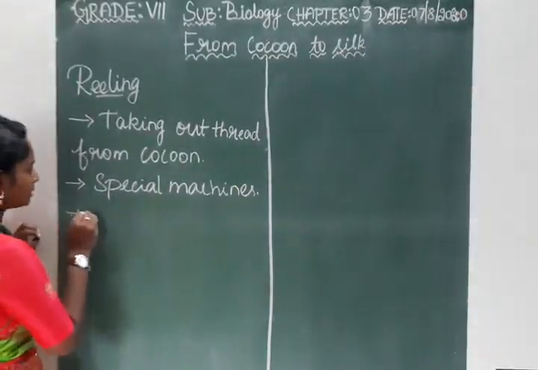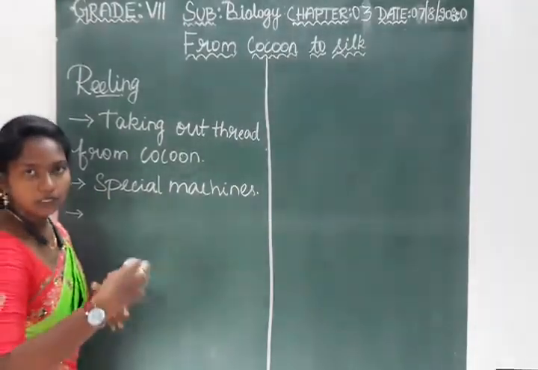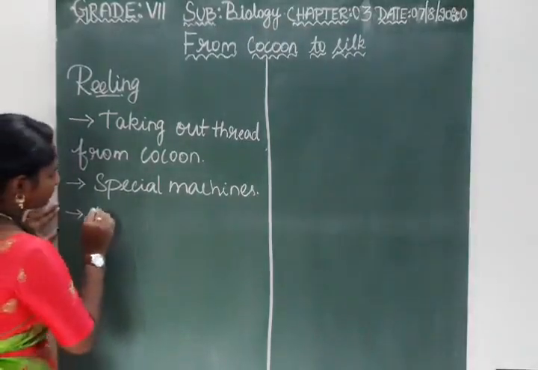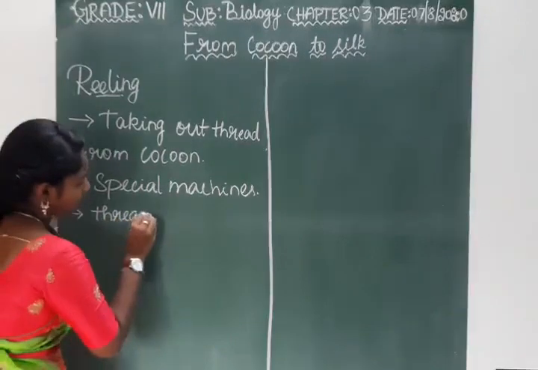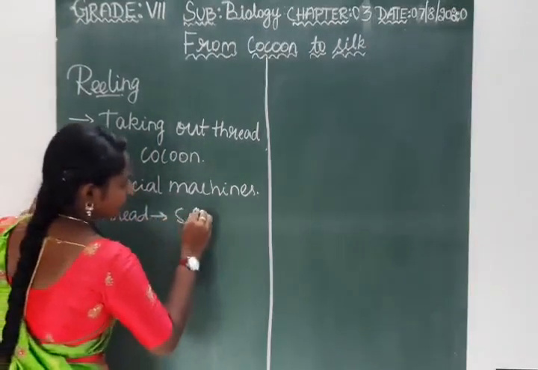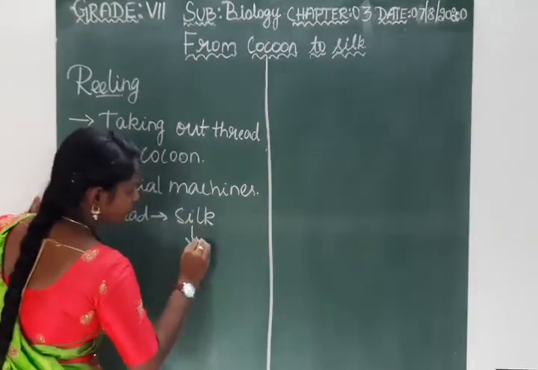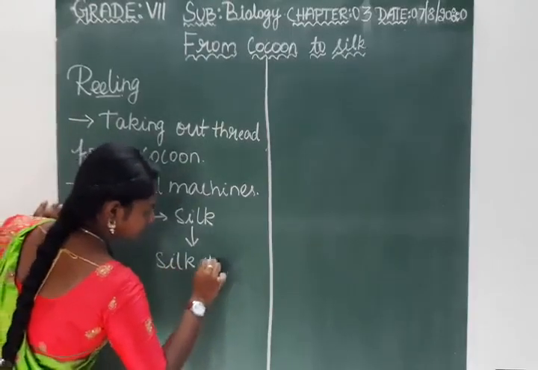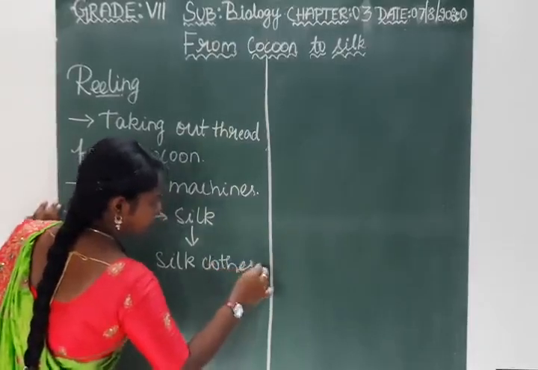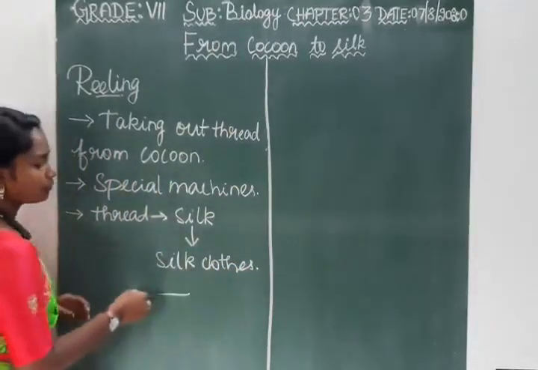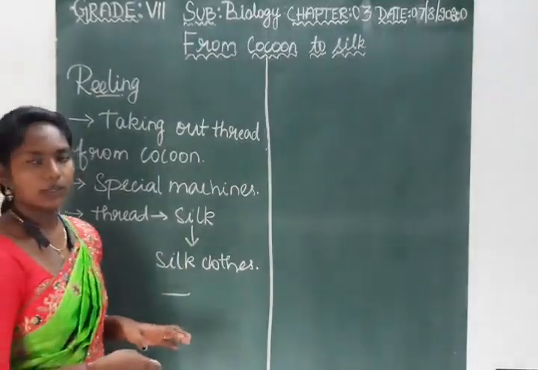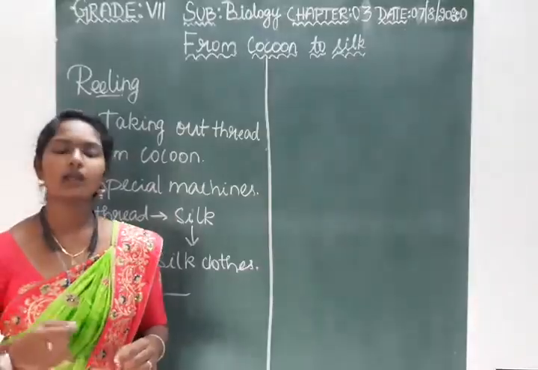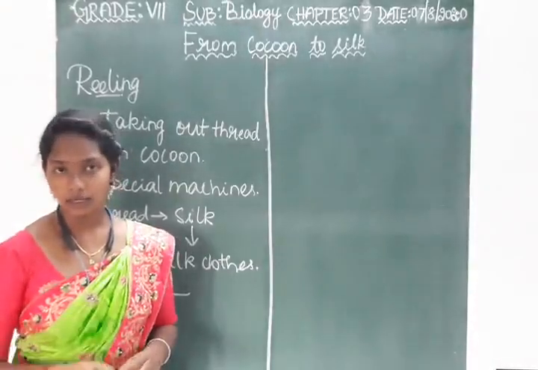This silk is woven into silk cloths by the weaver. So this thread is made into silk and later woven into silk cloths. This is the process of how we get silk cloths, from the cocoon to the silk cloths. As you know, silk is very expensive.